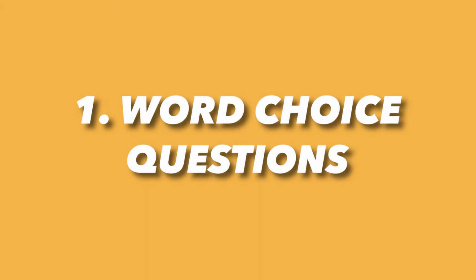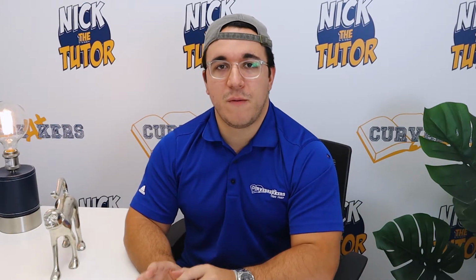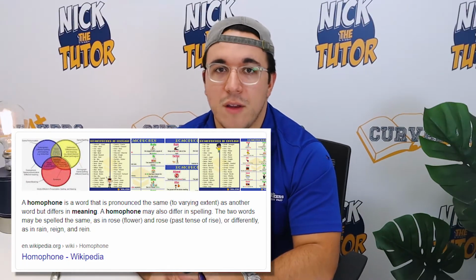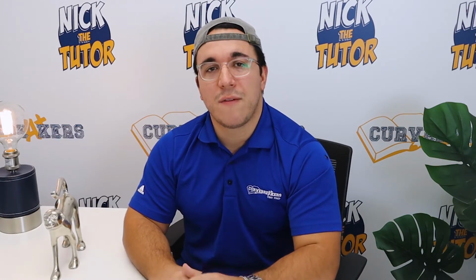Number one, I want to talk about a strategy for word choice questions. Now, you have two basic types of word choice questions. You have homophones, which are words that sound the same, like there, their, and they're, it's and its, so on and so forth. And then you also have just simple definitional questions.